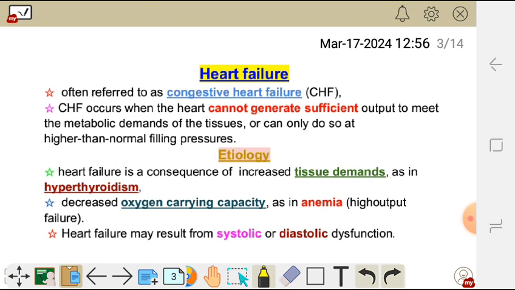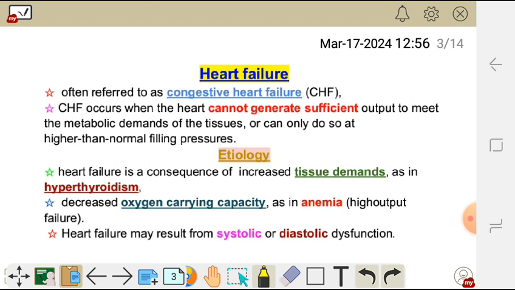So etiology, the cause of this condition. We have multiple causes of heart failure, and one of them is increased tissue demand, as in hyperthyroidism. If we have an increased tissue demand, the heart will be triggered to pump more, and that can lead to heart failure.